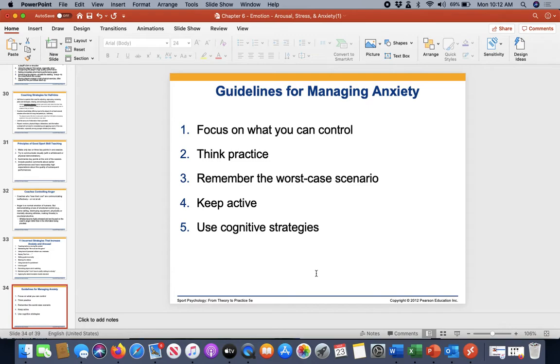Okay? So how do we manage anxiety? Focus on what you can control. Think practice. Think back to the practice. Remember that things could always be worse, so remember the worst case scenario. It's not that bad. Keep active, and then use cognitive strategies that can be learned.